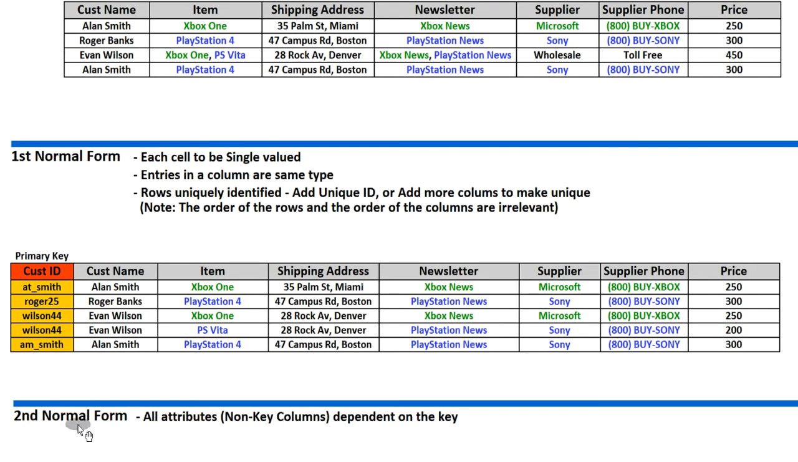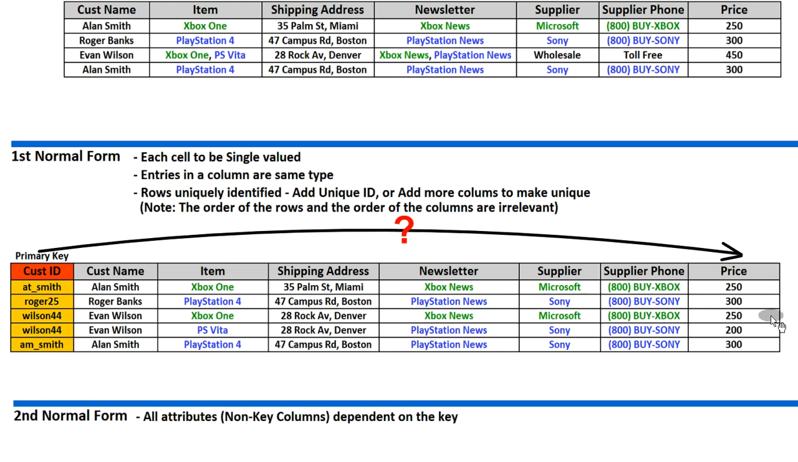Okay, second normal form. All attributes, meaning non-key columns, meaning these white ones, must be dependent on the key, which is this red one. So which of these don't depend on the key? Well, let's see, how about the price? Does the customer ID determine the price? In other words, does the price depend on who buys it? And the answer is no.